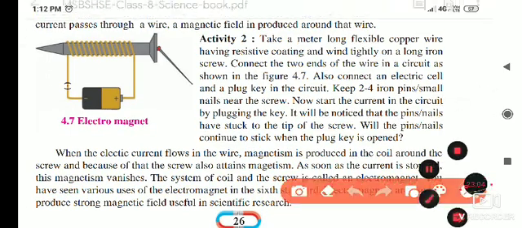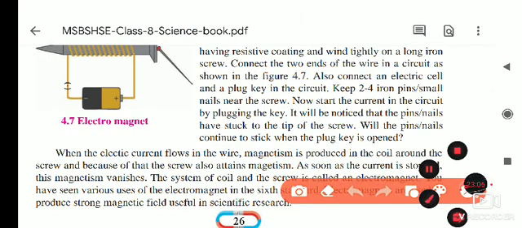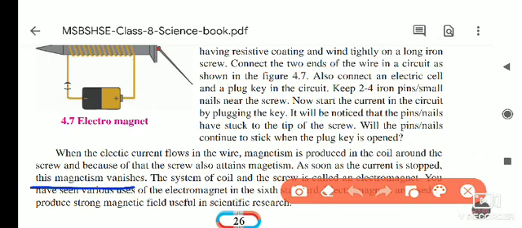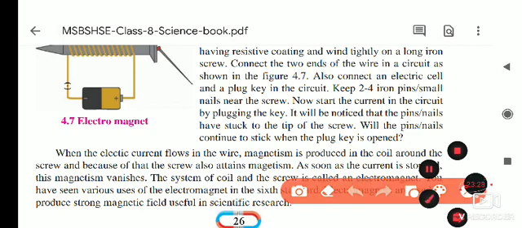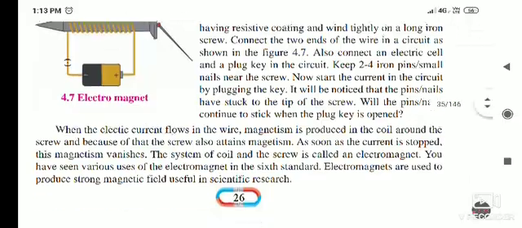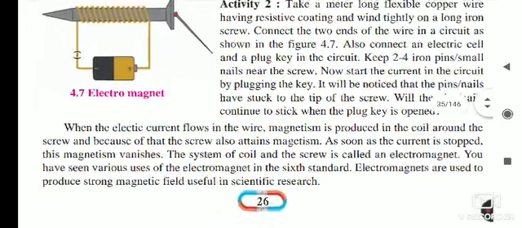As soon as the current stops flowing through the magnetic nail, the nail behaves like a normal nail, like iron, and the pins fall from here. When the flow of electricity is cut, the magnetism vanishes and the pins fall down. A system of coil and screw is called an electromagnet. In this way you can make an electromagnet at home also.